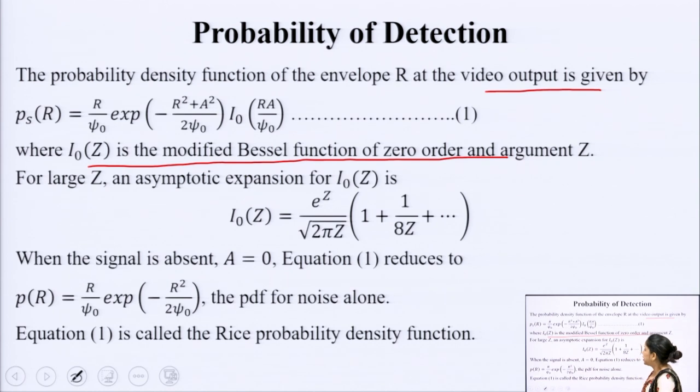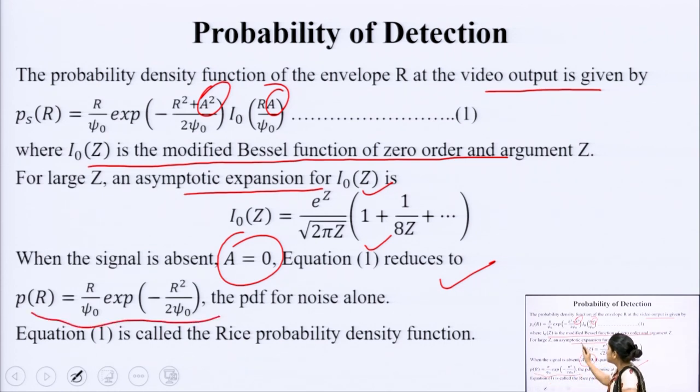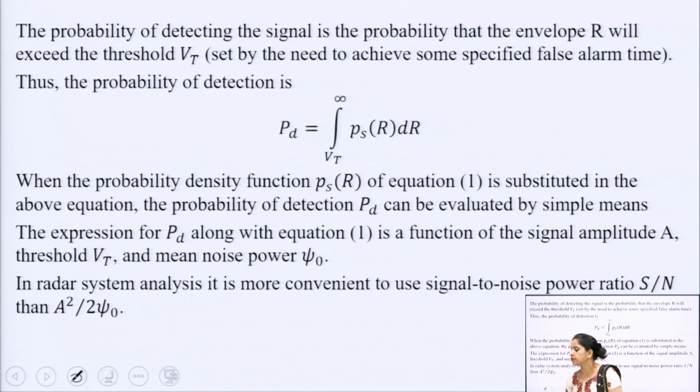For large value Z, the asymptotic expression for I naught Z is given by this. When the signal is absent, A should be equal to 0, and in that case our probability density gets reduced to this expression, because here we are assuming that A is 0. Equation 1 in that case is called the Rayleigh probability density function. It is named after a scientist who first formulated it.